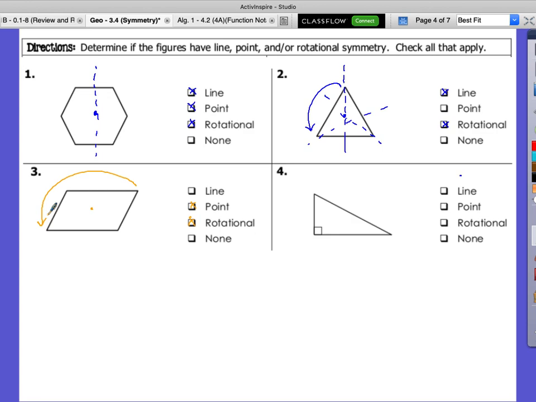Kevin asks, shouldn't it be line because of the diagonal coming through the middle? Did you remember me just folding this in half across the diagonal? So this is the shape, right? If I fold it across the diagonal here, well, I know what you mean, but no, it doesn't work like that. That's what I thought, but no.